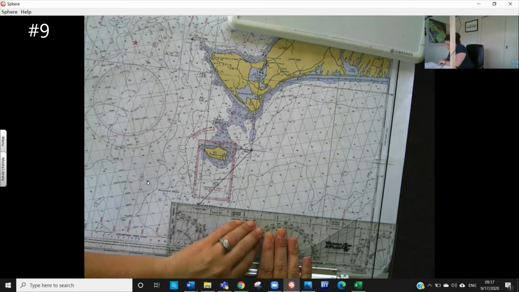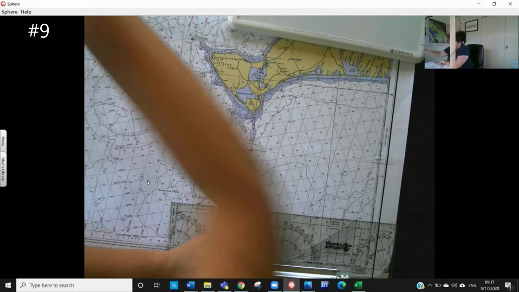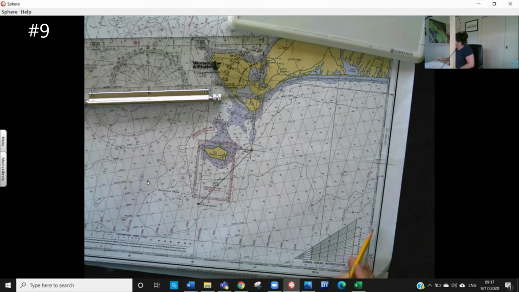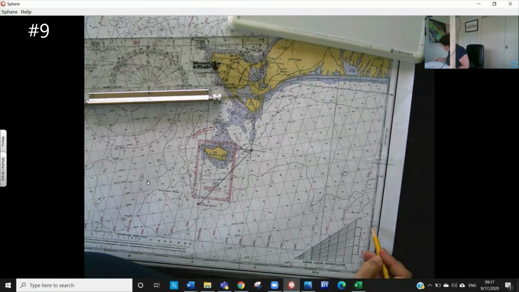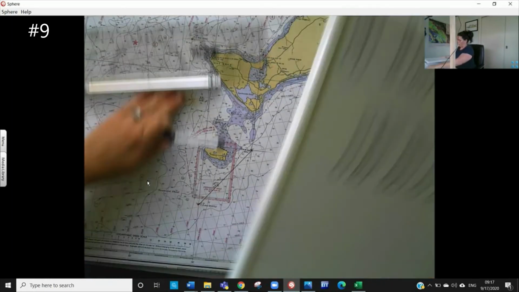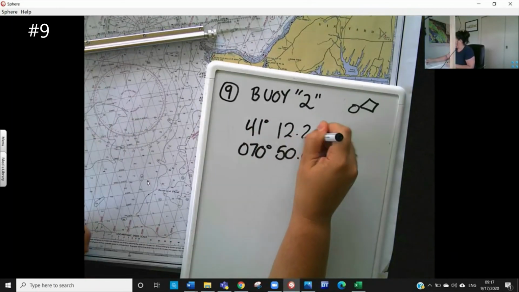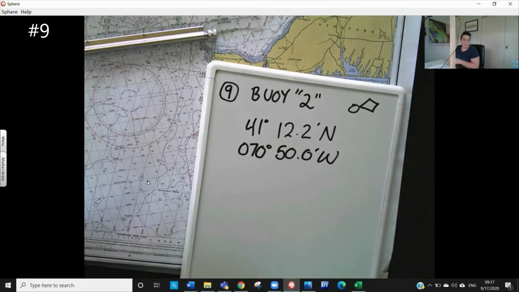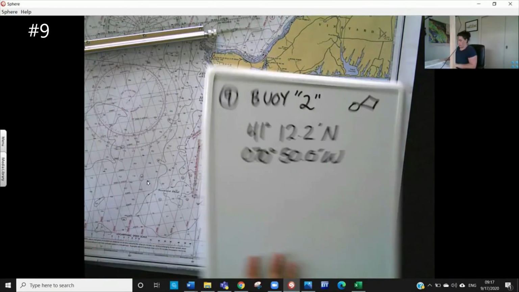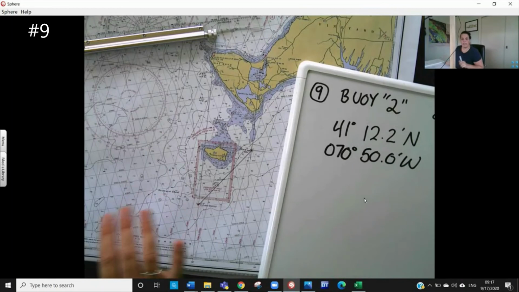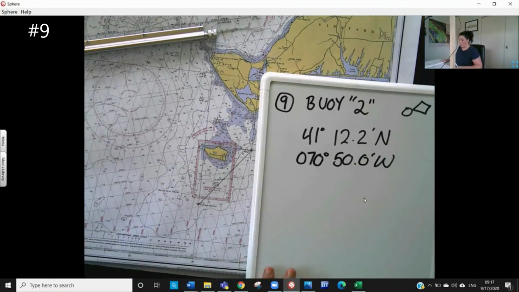Okay, so I'm gonna grab my pencil, and here is my latitude line. So we are at 41, 10, 11, 12, about 12.2 is what I would call that. 41 degrees, 12.2 minutes north for my latitude. So longitude was real easy, and then all we have to do is calculate the latitude. All right, last one.